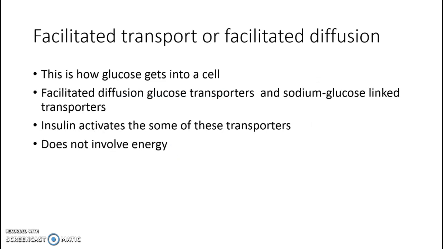Facilitated transport or facilitated diffusion does not require energy. So it's another way that items move. Fluid can move, glucose can move. It's how glucose gets into the cell. Facilitated diffusion has glucose transporters and sodium glucose linked transporters that help to move the glucose into the cell. It's almost like it lands on those, dumps it, and goes in. But to activate these transporters, it takes insulin. It does not involve energy. We still haven't gotten to anything that involves energy.